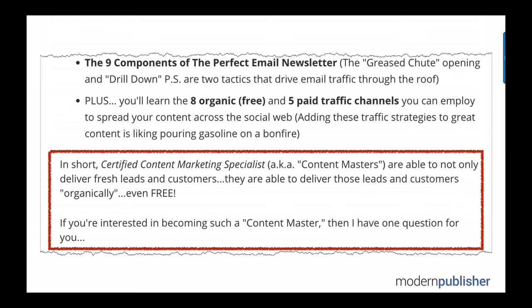So take a look here where I wrote this copy. In short, certified content marketing specialists, aka content masters, are able to not only deliver fresh leads and customers, they're able to deliver those leads and customers organically, even free. If you're interested in becoming such a content master, then I have one question for you. So I'm calling you a content master. I'm calling you a certified content marketing specialist. That is the definition of raising someone's status: I am certifying you. I am calling you a master of something.